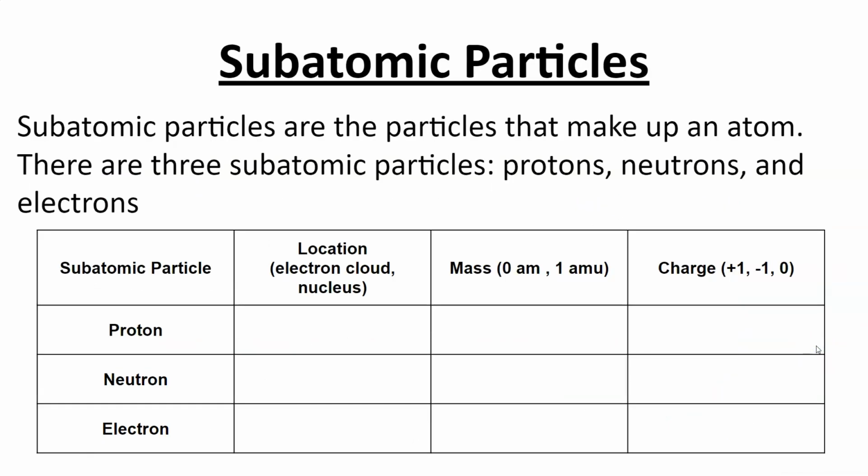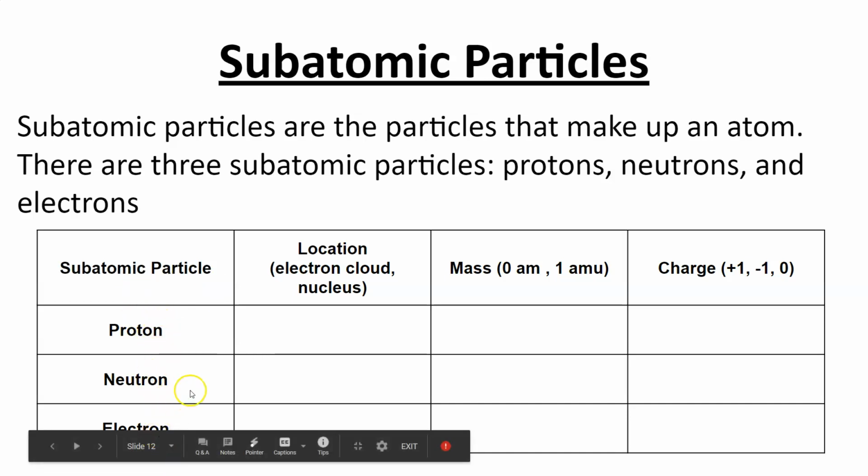All right, the next part of your notes is the subatomic particles list. So you're going to write subatomic particles down, and then you're going to copy down this information, what subatomic particles are, and that there are 3 of them. And then you are going to fill out this table on your own. So by now you should know there are 3 subatomic particles: protons, neutrons, and electrons. You're going to copy down this table in your notebook.